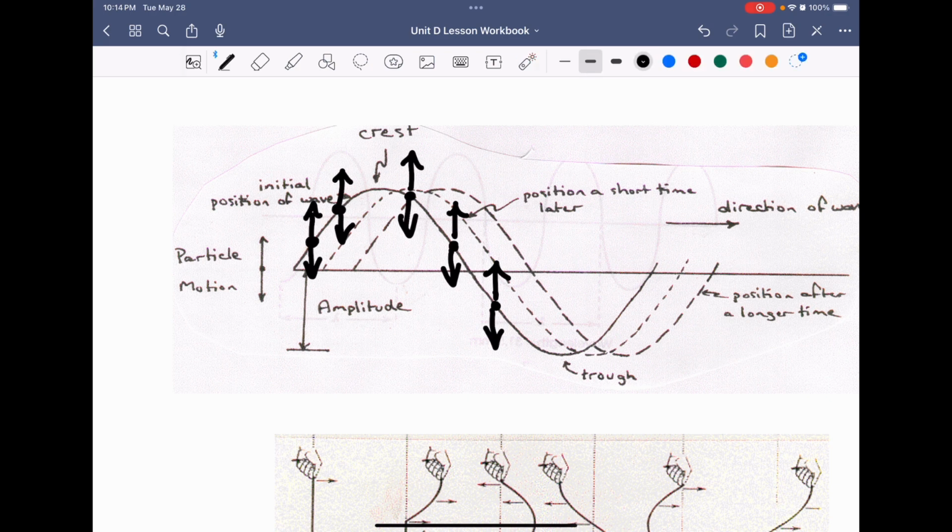Now, again, when we look at the amplitude, we see that we have a crest or a high point, but in your notes, what I'd recommend doing is, from that high point to what we call the equilibrium, I would put a positive A, indicating that this is positive amplitude.